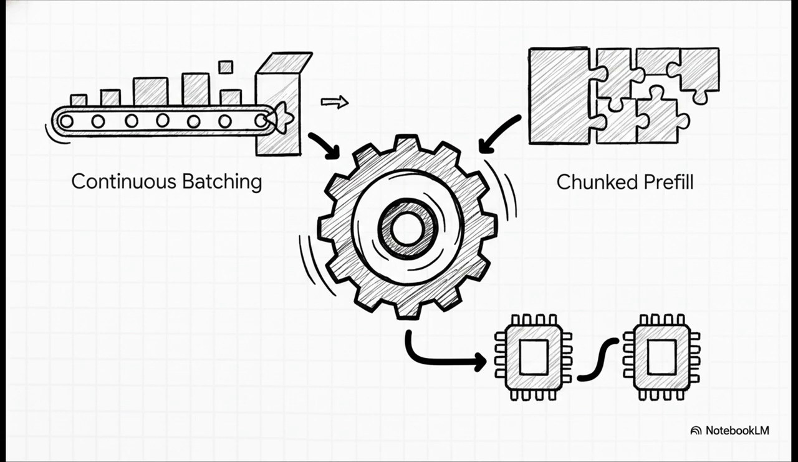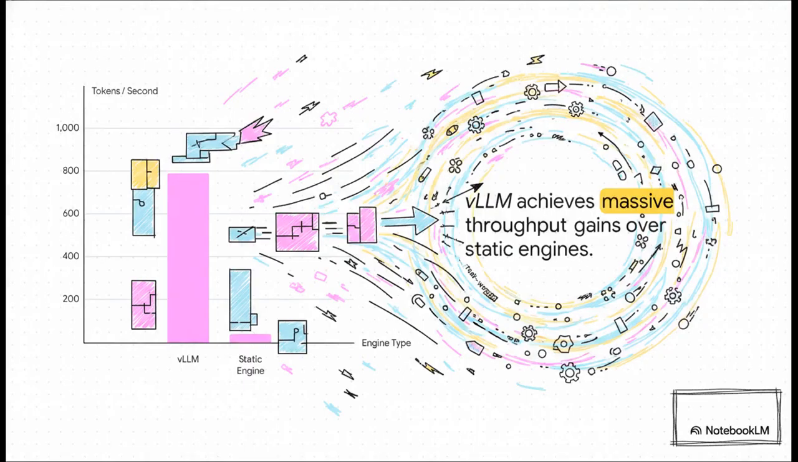Chunked prefill breaks those massive prompts into smaller pieces and interleaves them. Finally, the Model Runner V2 engine replaces those old Python-bound execution limits with a fully GPU-native pipeline. It actively decouples the CPU scheduling from the GPU execution, ensuring the hardware literally never sits idle. When you stack all of those innovations together, the real-world impact is absolutely wild.